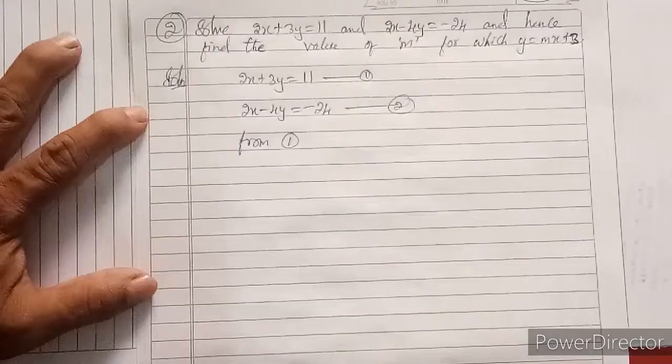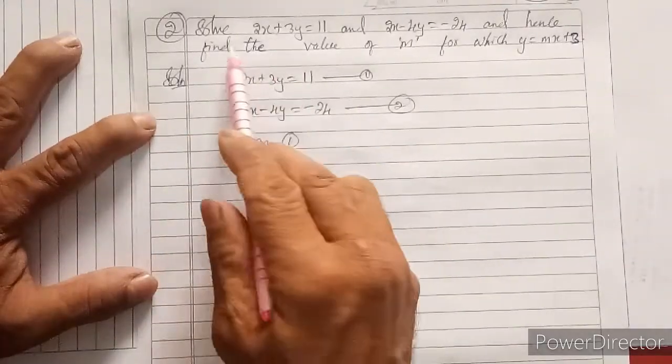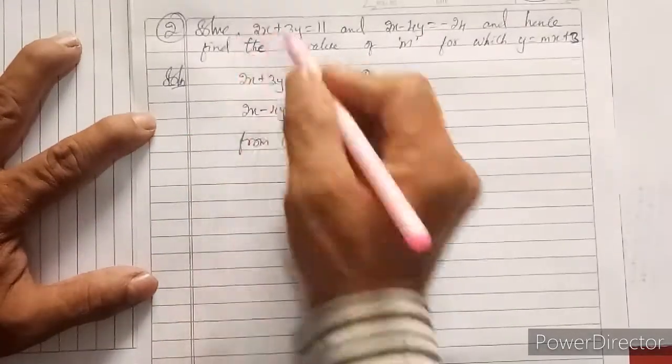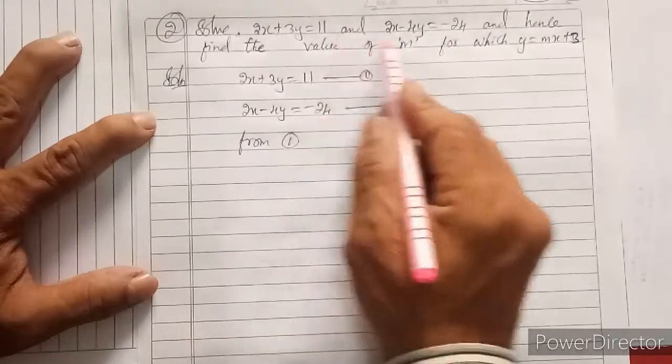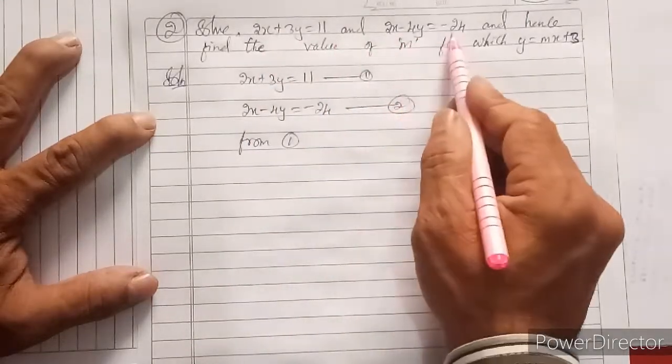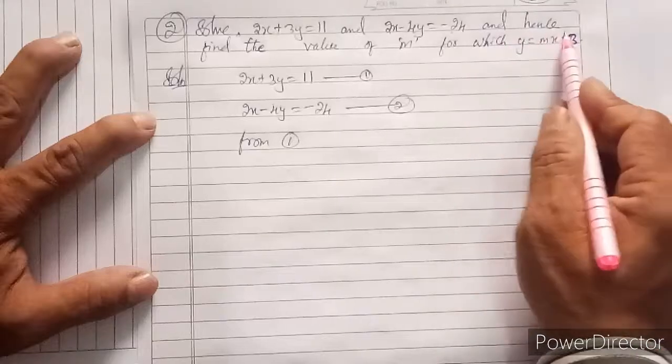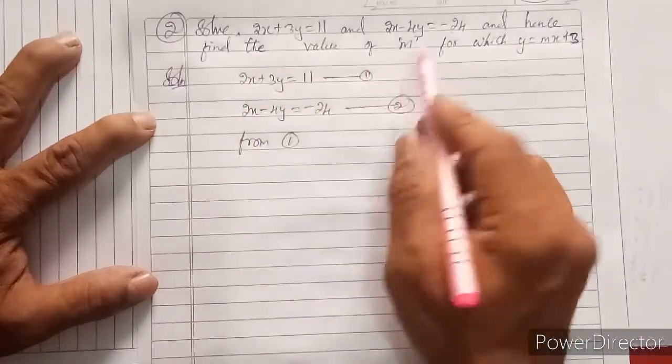The fifth one and sixth one of the first main, you have to solve by yourself in classwork only. I will also send the notes. Okay. Now I am going to explain the second main. Solve: 2x plus 3y is equal to 11 and 2x minus 4y is equal to minus 24, and hence find the value of m.